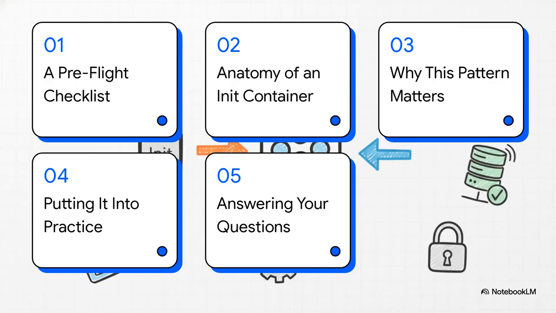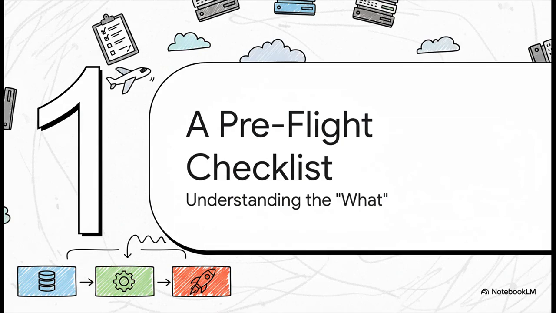So here's our game plan. We're going to start with the what, our pre-flight checklist concept. Then we'll get our hands dirty and look at the anatomy of an init container with a fun little example. After that, we'll talk about why this is so important for production apps, actually run it with some commands, and then wrap up by answering a couple of common questions. Sound good? Let's go.